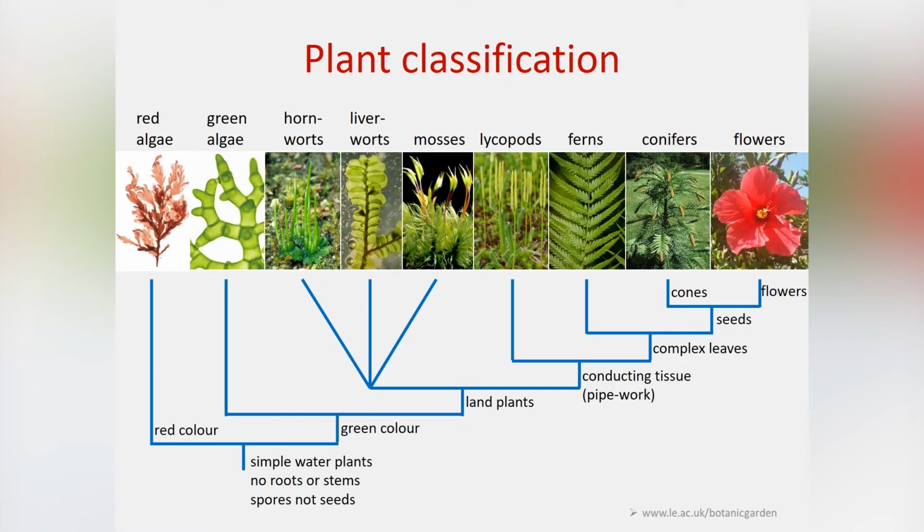The plant kingdom is divided into 9 phylum: red algae, green algae, hornworts, liverworts, mosses, lycopods, ferns, conifers and flowering plants. The red algae and green algae live in water, which includes the seaweeds. The rest live on land.